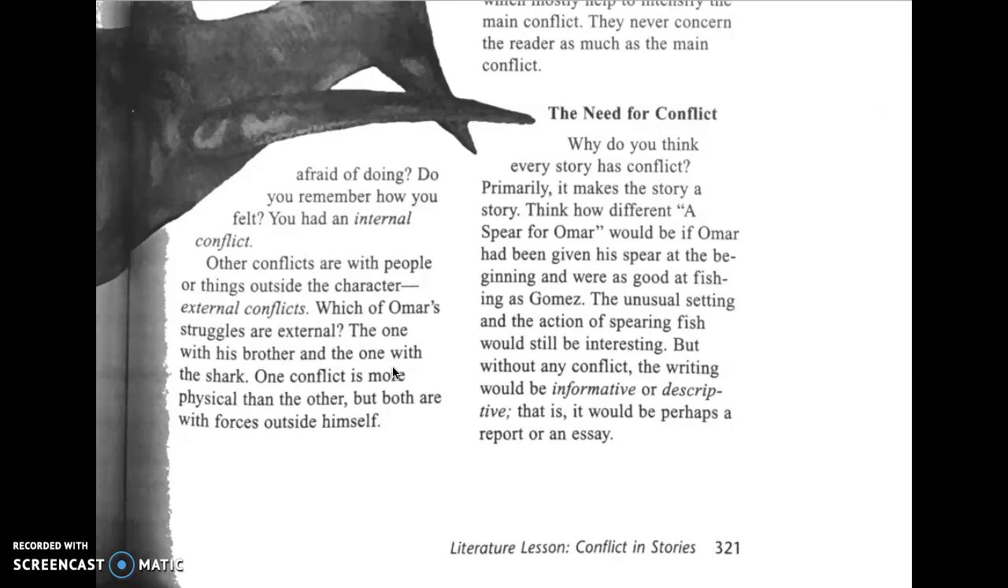Internal conflict and external conflict. Great. Second question. What is the difference between an internal conflict and an external conflict?